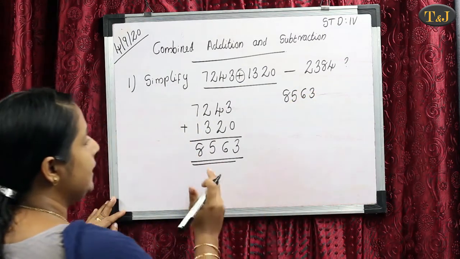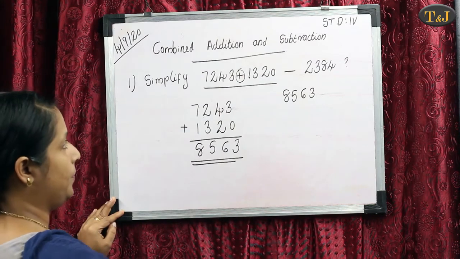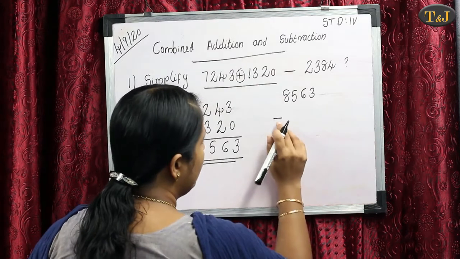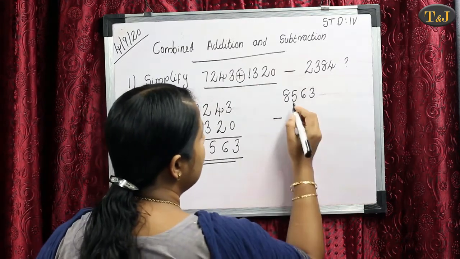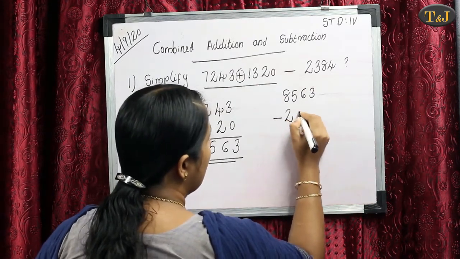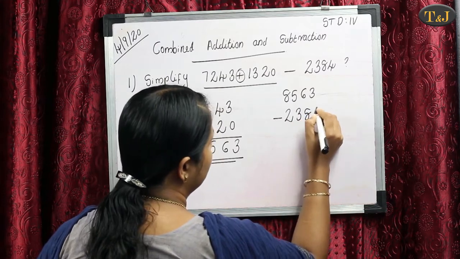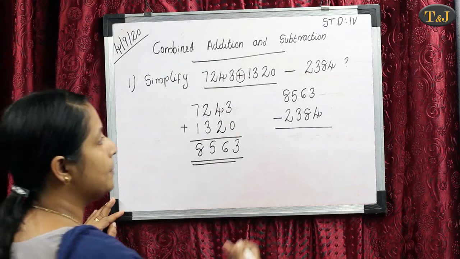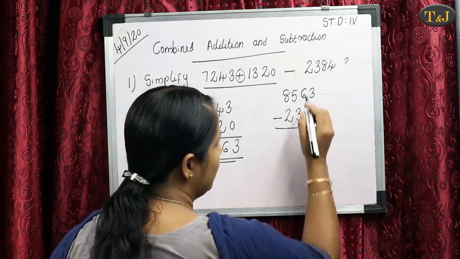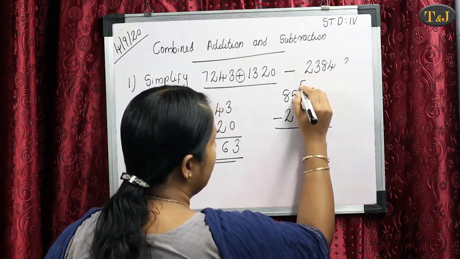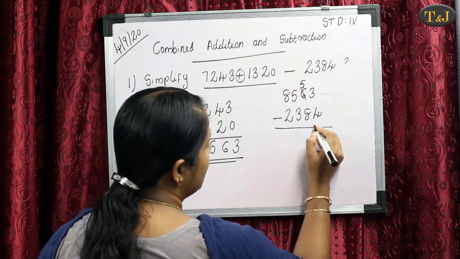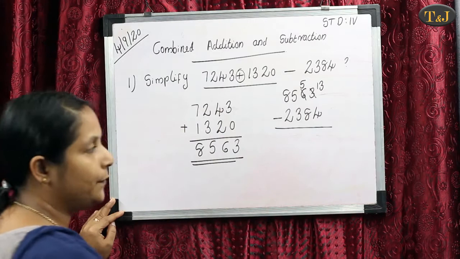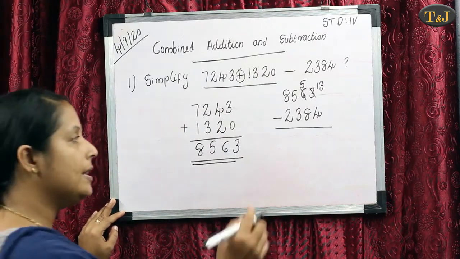That means 8,563 minus. Next our symbol is minus. So we write minus and next our number 2,384. Then minusing that number, 3 minus 4 is not possible. So borrowing 1 here. Then cut and write the number as 5, and here the number as 13. Then 13 minus 4 equals 9.